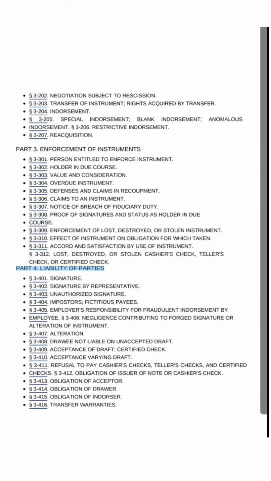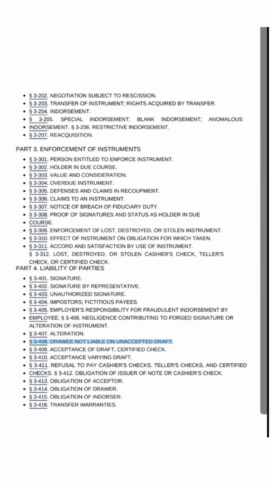Part 4. Liability of parties. 3-401. Signature. 3-402. Signature by representative. 3-403. Unauthorized signature. 3-404. Imposters, fictitious payees. 3-405. Employer's responsibility for fraudulent endorsement by employee. 3-406. Negligence contributing to forged signature or alteration of instrument. 3-407. Alteration.